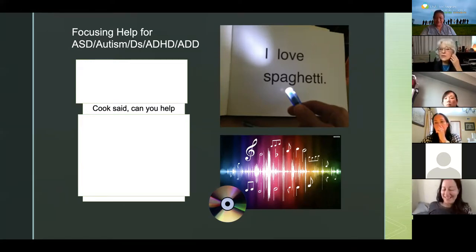So another idea is the flashlight pen. This is great. Turn off the lights, let them have control over that. And I have a flashlight pen too. And if they get off, you know, I can redirect them.